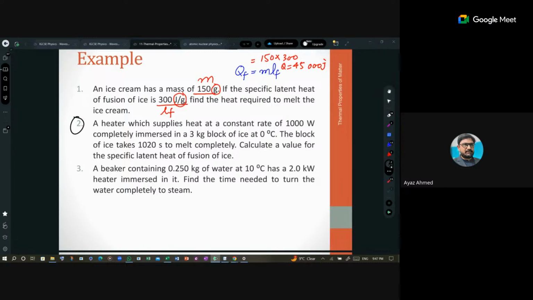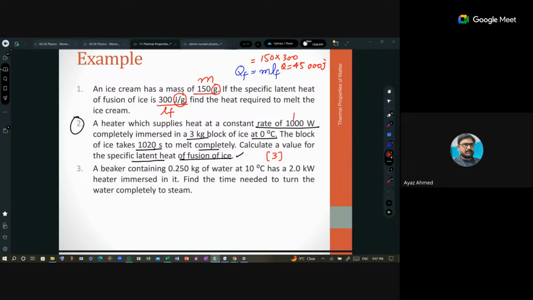Now let's talk about question number two. A heater which is supplying heat at a constant rate of 1000 watts is completely immersed in a 3 kg block of ice at 0 degrees centigrade. The block of ice takes 1020 seconds to melt completely. Calculate the value of specific latent heat of fusion of the ice. This is actually a very tricky question. It must be of 3 marks, right?